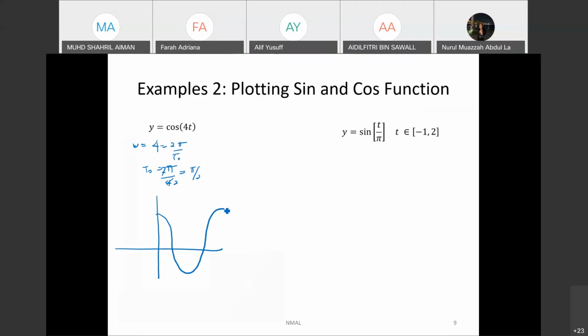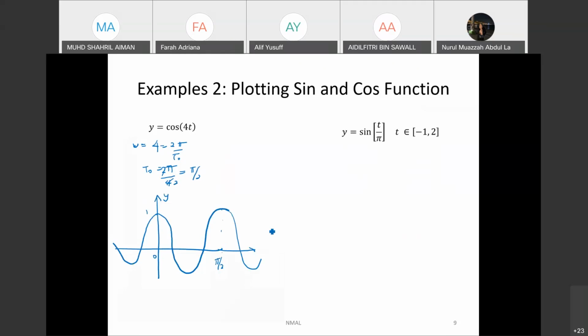Okay, but because there is no limit for the time, it can start from the back, right? So this is y. For the whole duration here, this is from 0. This one here should be pi over 2, before it repeats again.